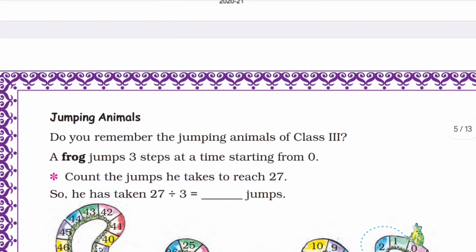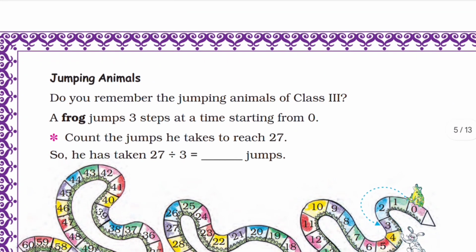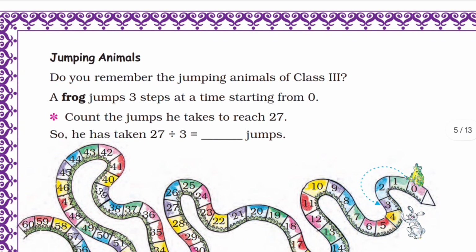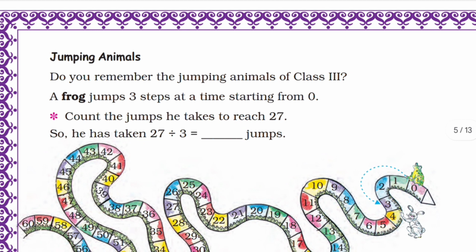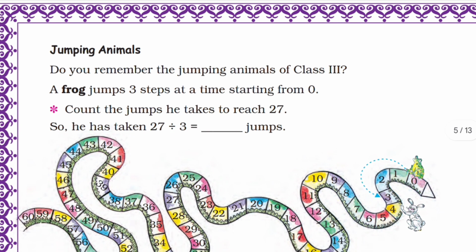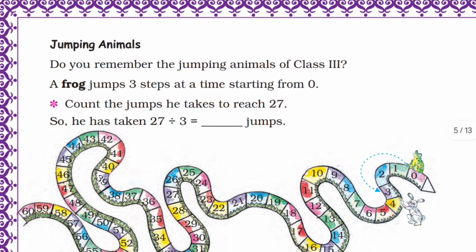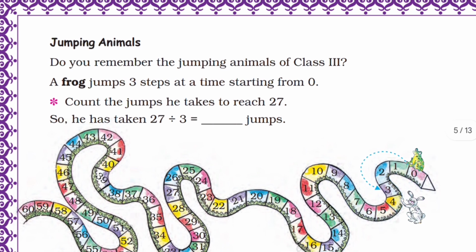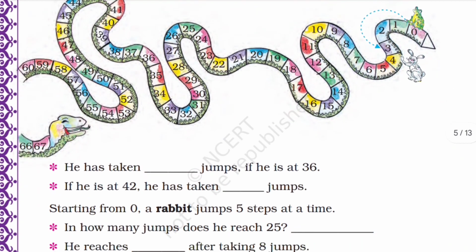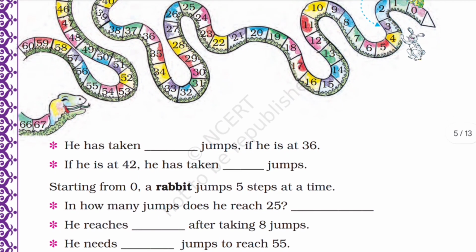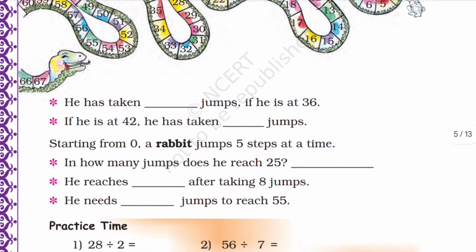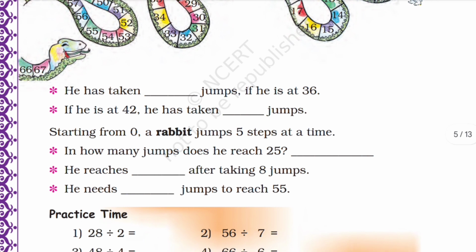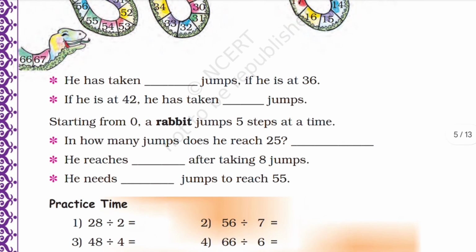Jumping animals. Do you remember the jumping animals of class 3? A frog jumps 3 steps at a time starting from 0. Count the jumps he takes to reach 27. So he has taken 27 divided by 3, 9 jumps. If he is at 36, if he is at 42, he has taken jumps starting from 0.